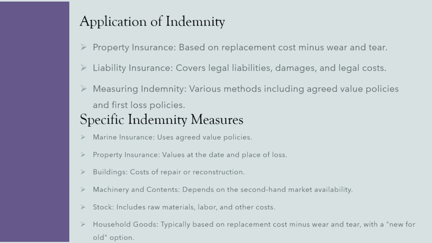Specific indemnity measures. Marine insurance uses agreed value policies. Property insurance. Values at the date and place of loss. Buildings. Costs of repair or reconstruction. Machinery and contents. Depends on the second-hand market availability. Stock. Includes raw materials, labor, and other costs. Household goods. Typically based on replacement cost minus wear and tear with a new for old option.